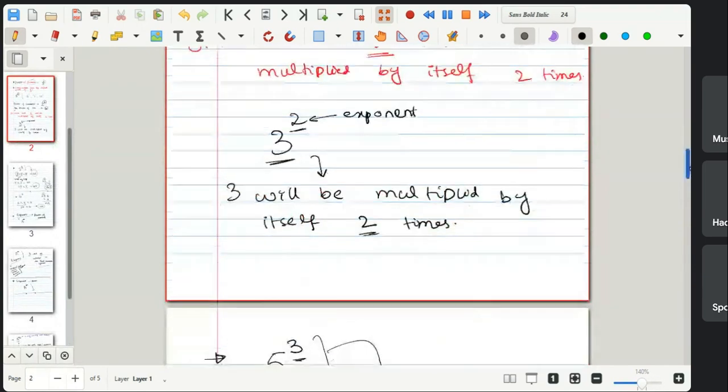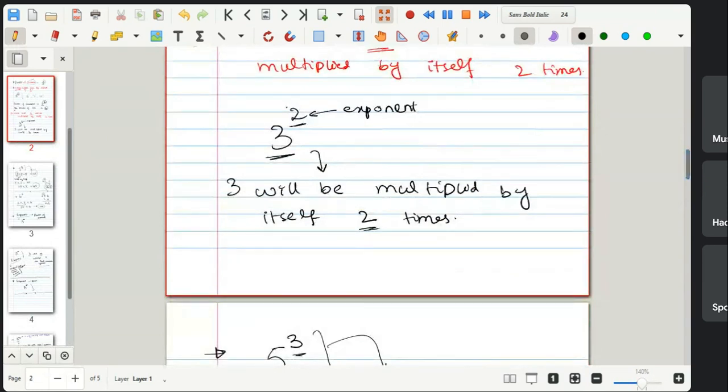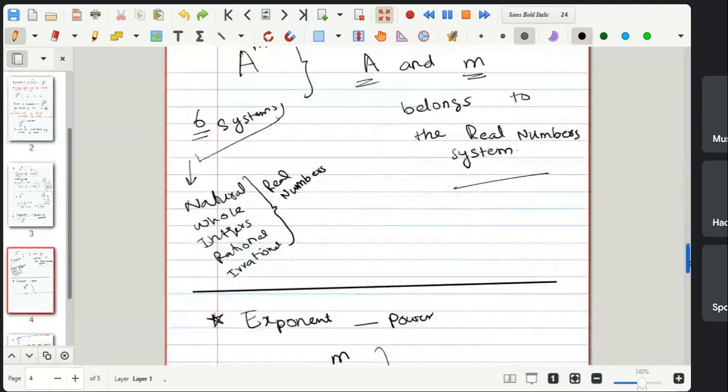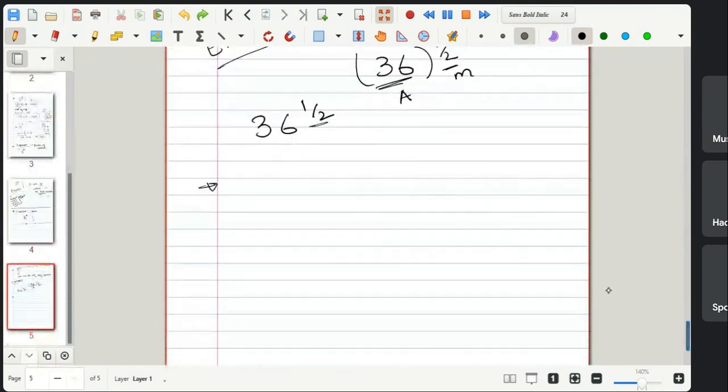If you get a number like this, 2 is the whole number here. The exponent here is 2, a whole number. And what is meant by this? 3 will be multiplied by itself 2 times. Now if we get something like this, 36 power 1 by 2, what is meant by this?